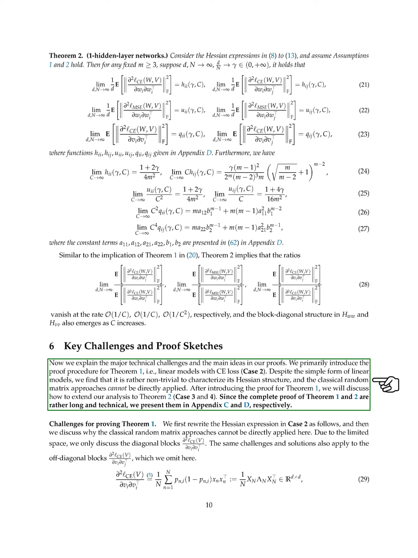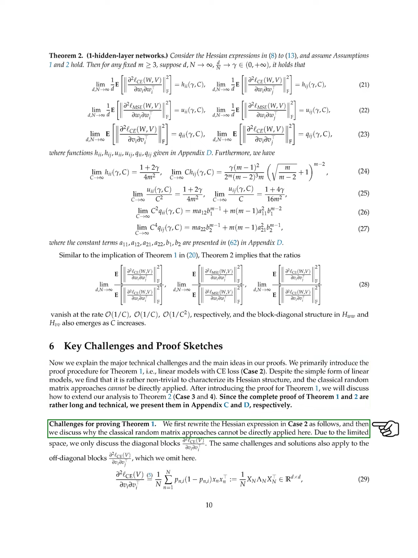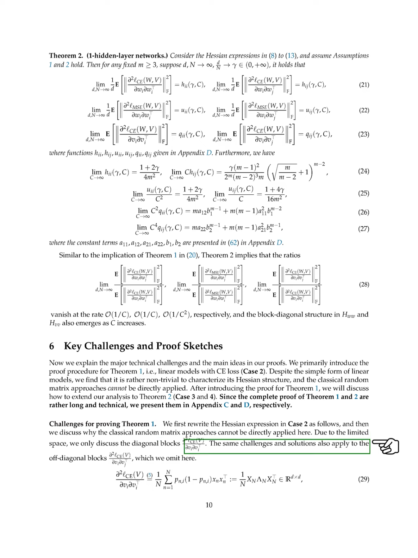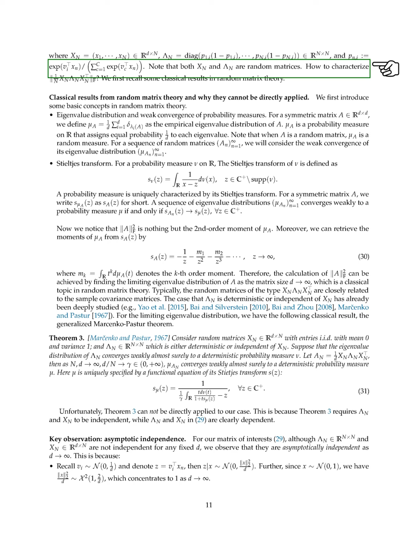Section. Challenges for proving Theorem 1. In this section, we address the challenges in proving Theorem 1. We begin by rewriting the Hessian expression for Case 2 and explain why traditional random matrix methods are not suitable for our situation. Due to space constraints, we focus on the diagonal blocks, but the same issues and solutions apply to the off-diagonal blocks, which we will not discuss here. We note that both matrices involved are random.